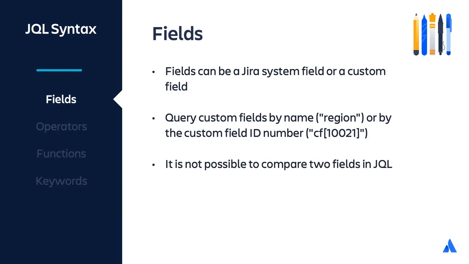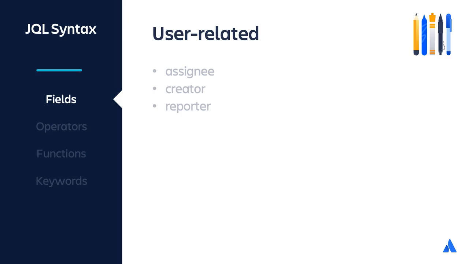It is not possible to compare 2 fields in JQL. For example, you cannot run a query to show issues where the reporter field is also the assignee by keying in a search such as reporter equals assignee. There are many different data types that can be used with system fields or custom fields. For instance, assignee, creator, and reporter.